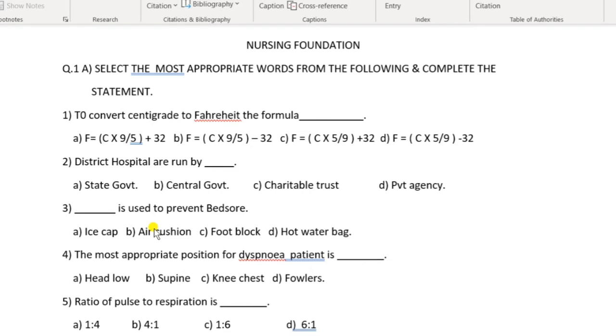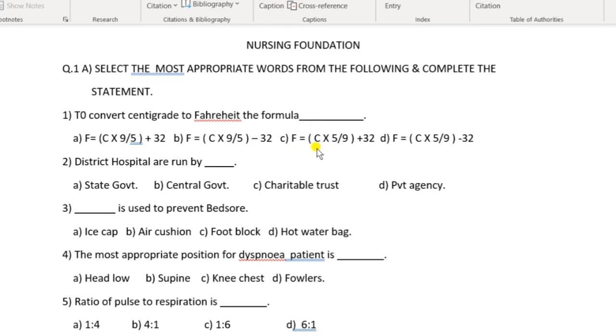Question number 1. A. Select the most appropriate words from the following and complete the statement. So first is to convert centigrade to Fahrenheit. The formula is dash. Option A is Fahrenheit is equal to centigrade into 9 by 5 plus 32. Option B is Fahrenheit is equal to centigrade into 9 by 5 minus 32.